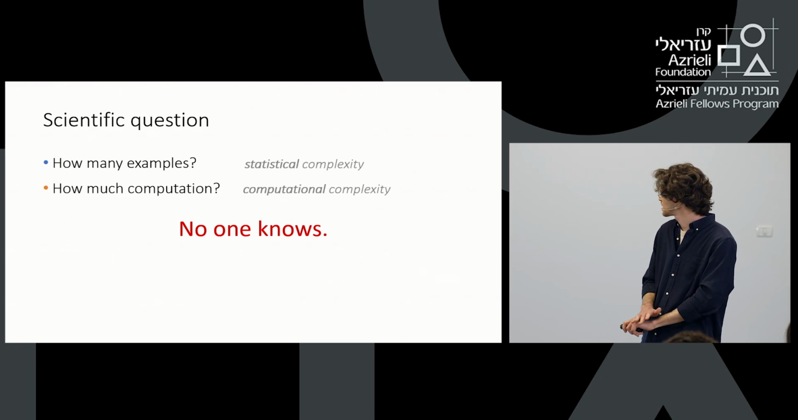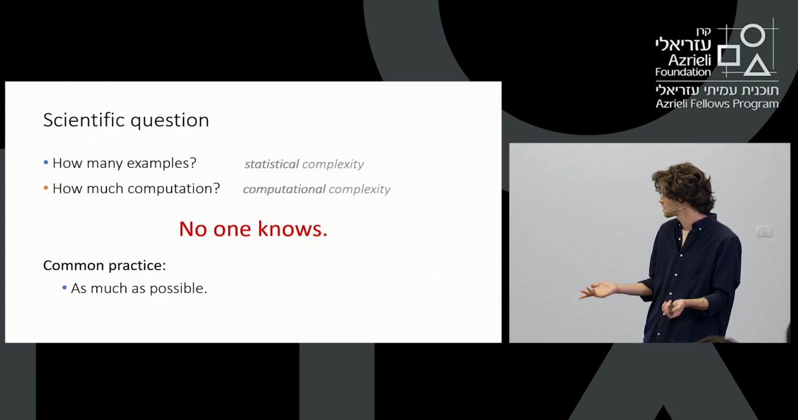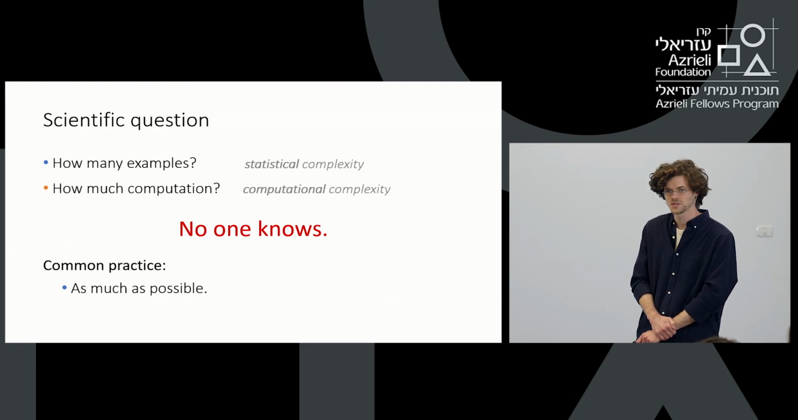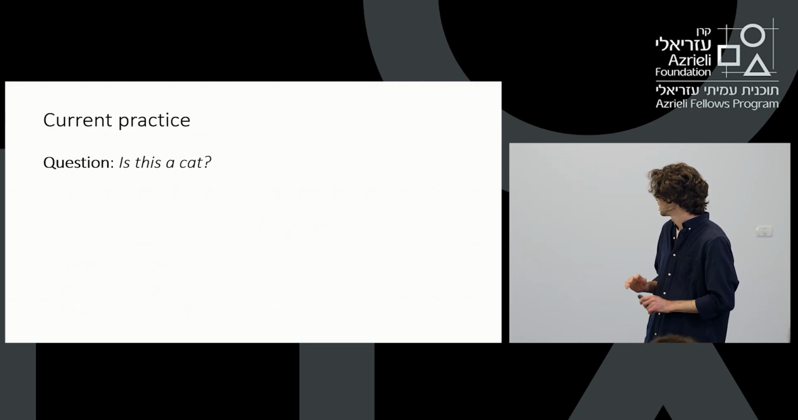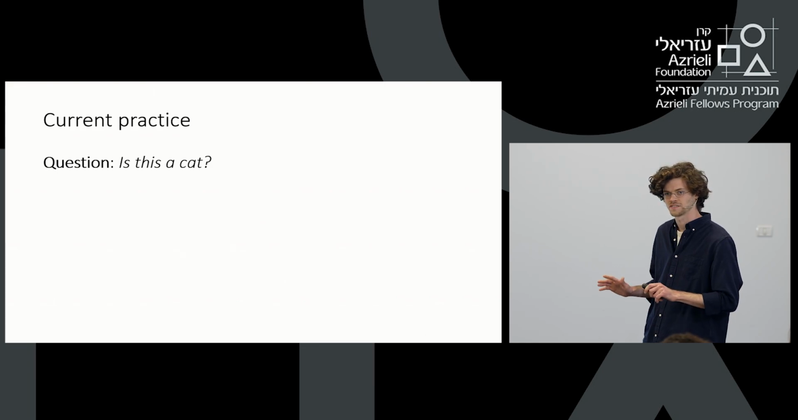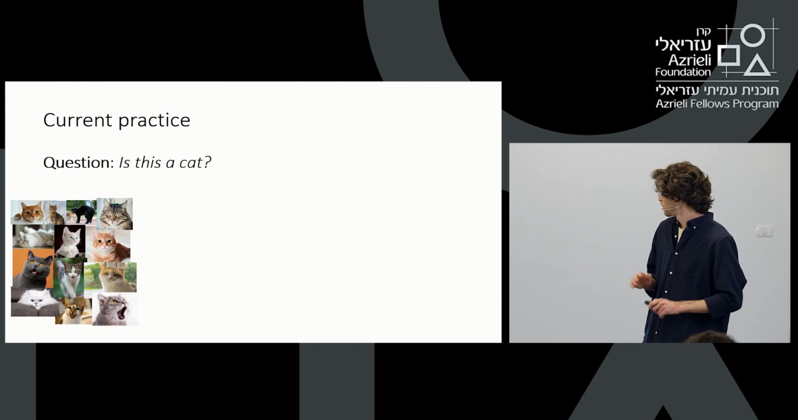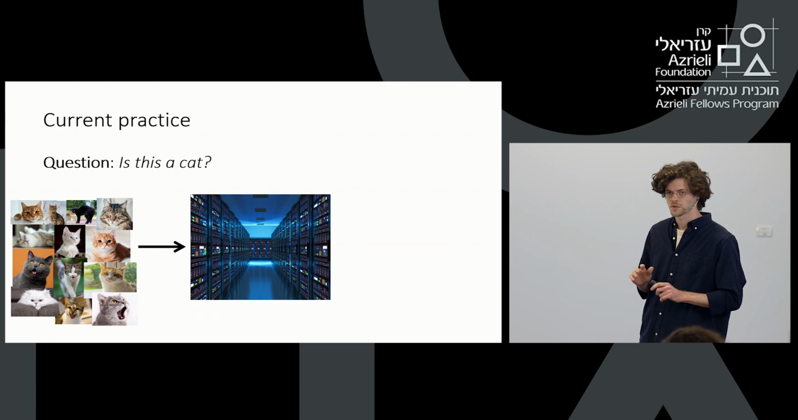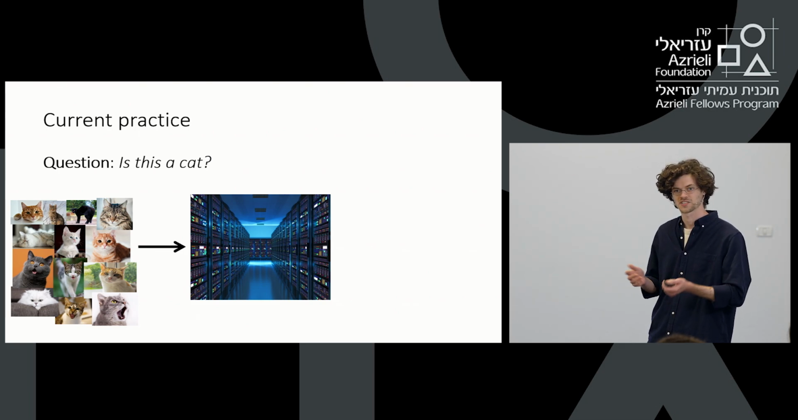How people always deal with these issues, the common practice is, how many examples do they need? As much as they can put their hands on. And how much computation will they do? As much as they can afford. So here's how it typically goes. Let's say a group of researchers wants to identify cats, to build an algorithm that identifies cats automatically. So they'll collect a bunch of photos of cats, run this massive computation, typically on a server across the sea, and then they get this machine learning model, this algorithm that predicts whether stuff are cats or not.